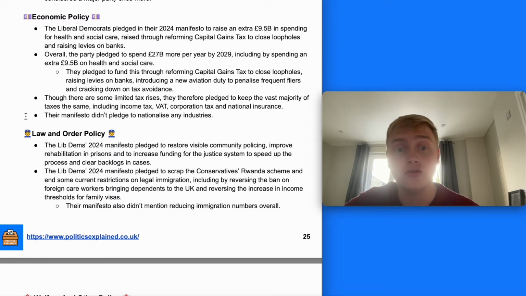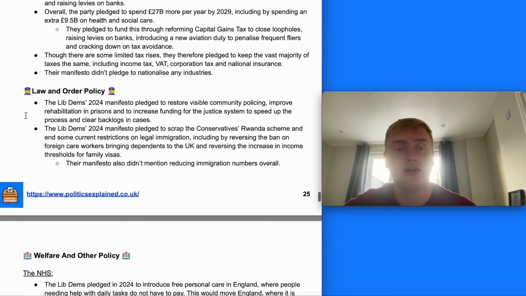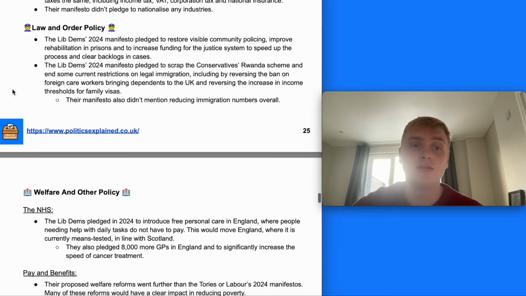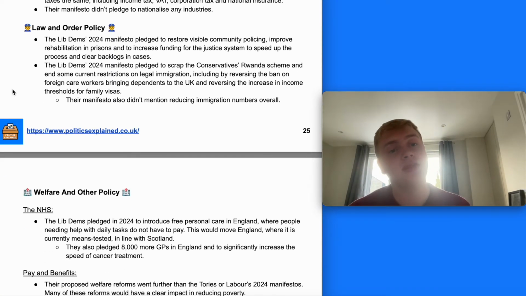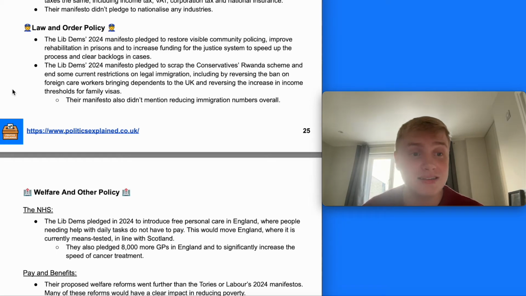The first 3 of those, as you saw, Labour and the Tories also wanted to keep the same, whilst the Tories did pledge a decrease in national insurance. And the manifesto didn't pledge to nationalise any industries. In terms of law and order policy, they pledged to restore visible community policing and improve rehabilitation in prisons, very similar to Labour and the Tories in this regard.